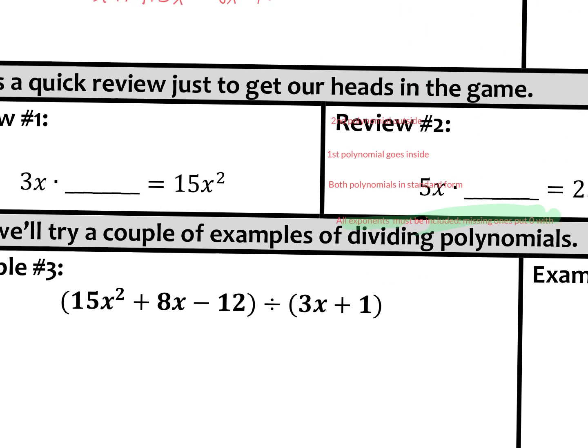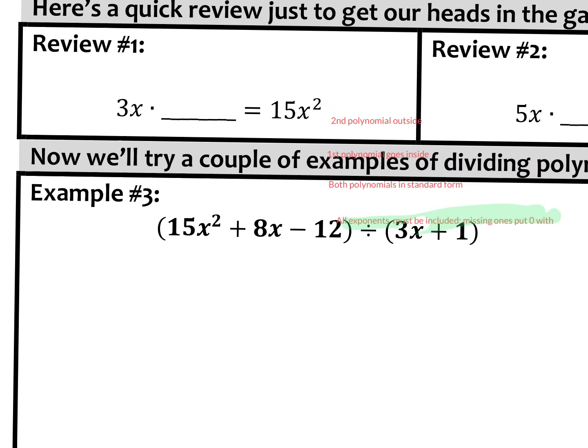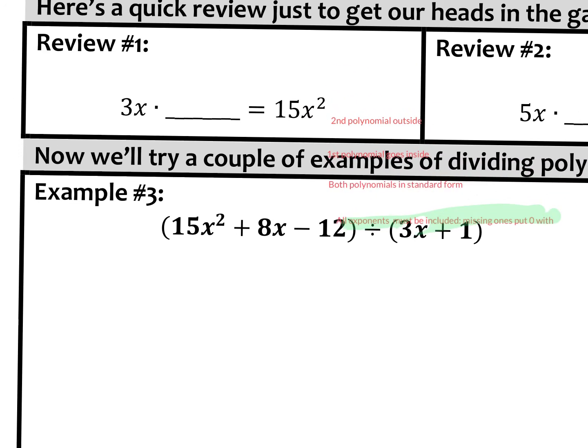Okay, so review stuff. I need to figure out what I multiply 3 by to get 15. Well, that's going to be 3 times 5. And whenever you have the exponents, you're adding the exponents. So x times x gives me x squared. So to get 15x squared, I multiply 3x times 5x.